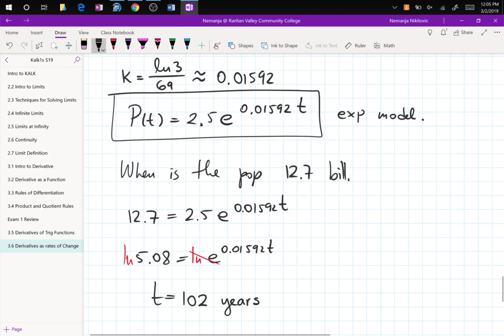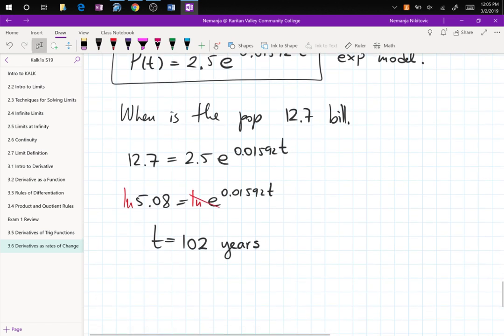When is this happening? Is this 102 years from now? 102 years from the 1950s. Yes, it's 102 years because 1950 is our reference point of 0. So it's 1950 plus 102. Right? So we have a 2, we have a 5, we have a 0.